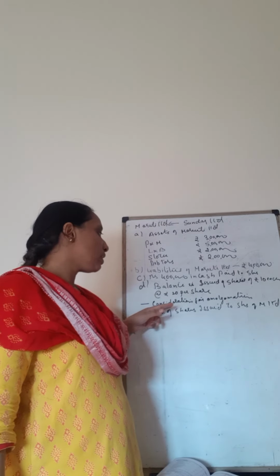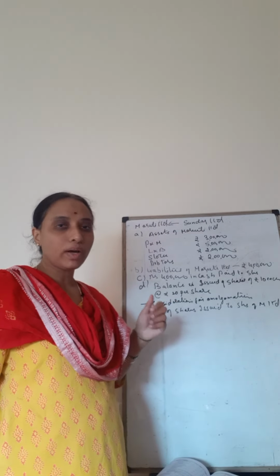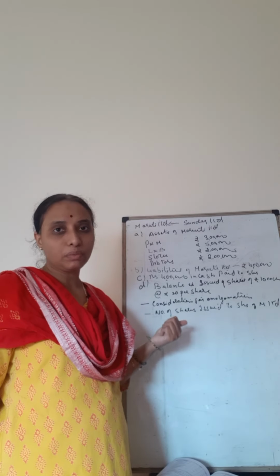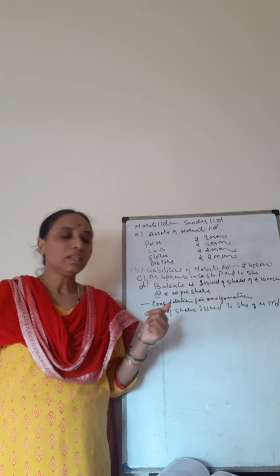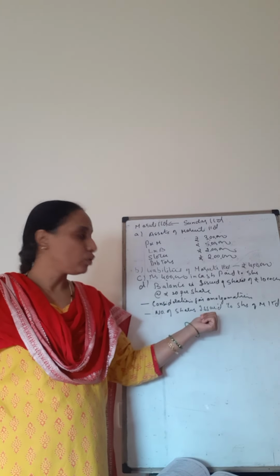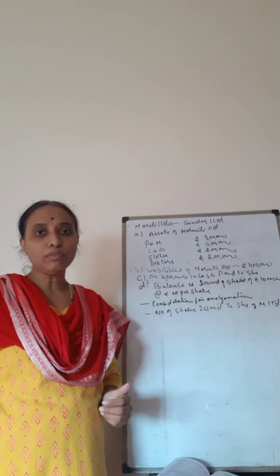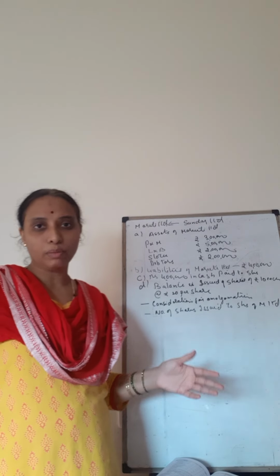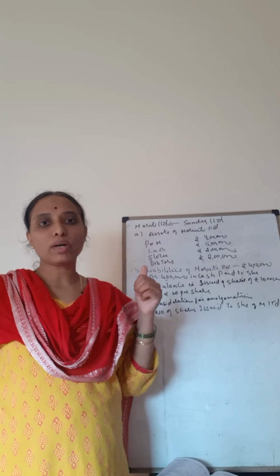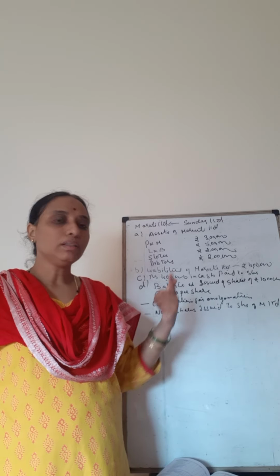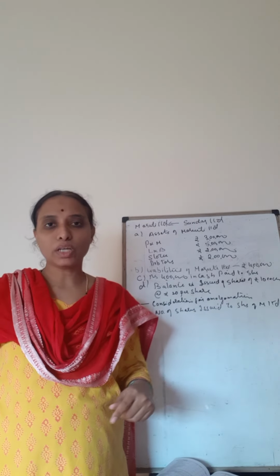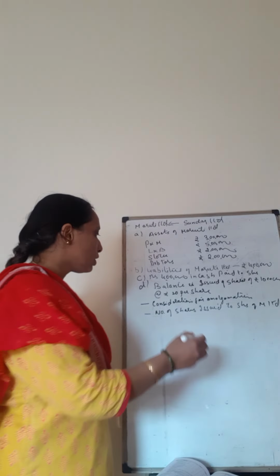So they have asked us to calculate two things. One is consideration for amalgamation, that means purchase consideration. Then the second point is the number of shares issued to shareholders of Maruti Limited by Sundar Limited. That means two things they have asked: one is purchase consideration and another is the number of shares issued by the Sundar Company to Maruti shareholders. So this is the problem given.